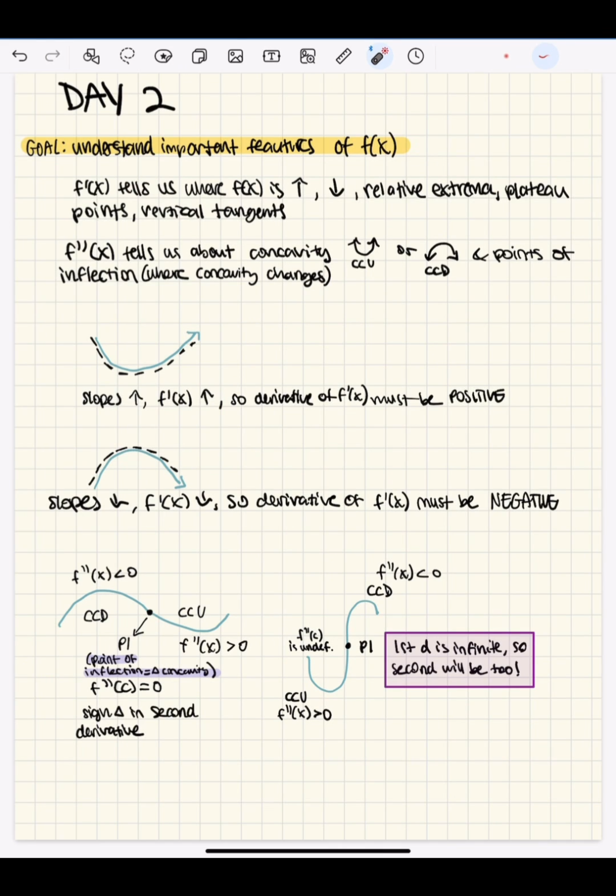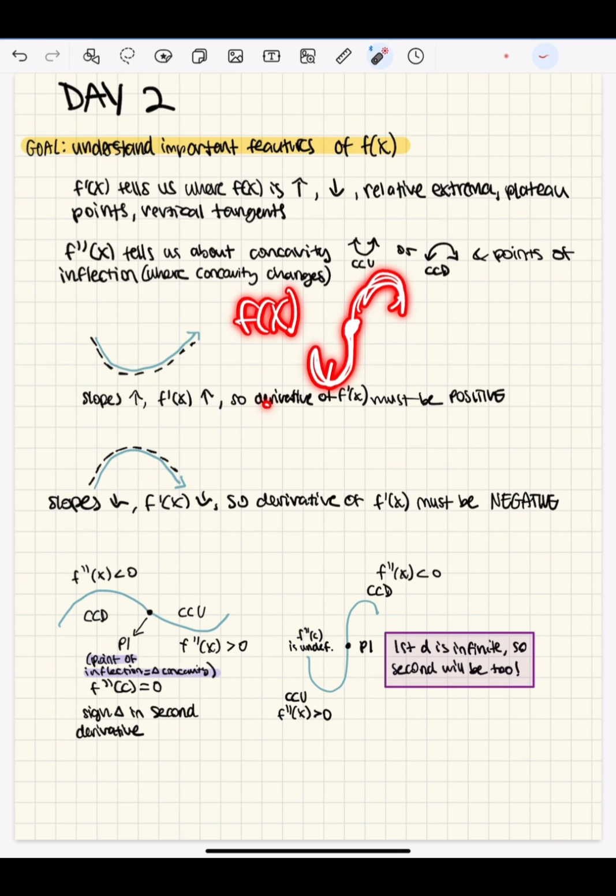So points of inflection are where concavity changes. So where it would go from like up to like this. Do you see how this is concave one way and this is concave the other way and this is the point of inflection? So this is all of f of x, by the way, this graph.